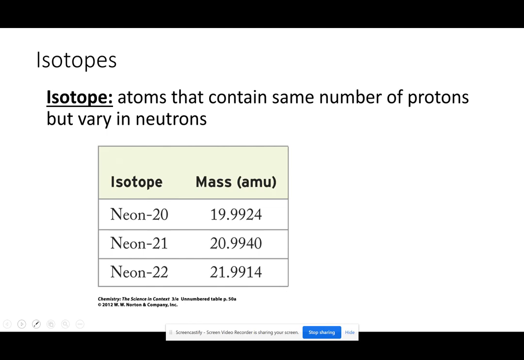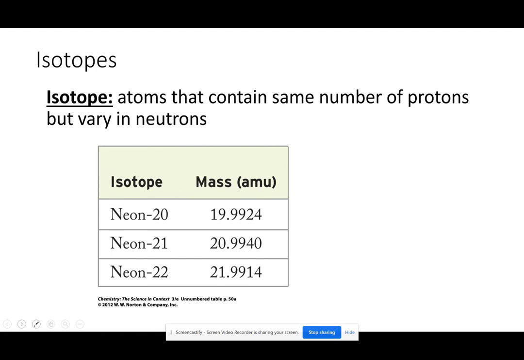Neon is always neon. It is always going to contain the same number of protons. So looking at your periodic table, we see the atomic number for neon is 10. So neon will always have 10 protons. What differs between these three isotopes is the number of neutrons.